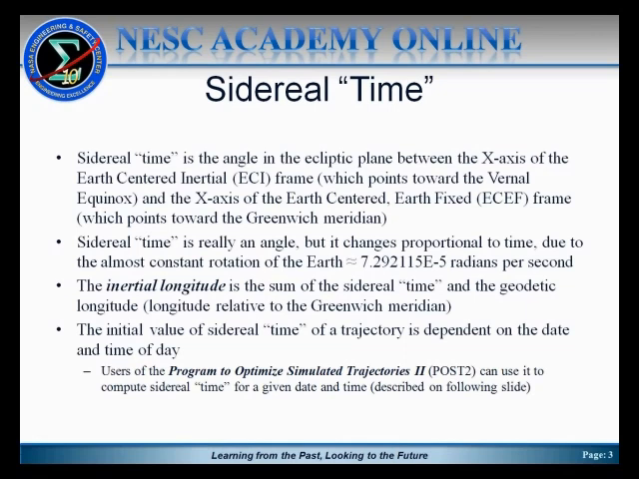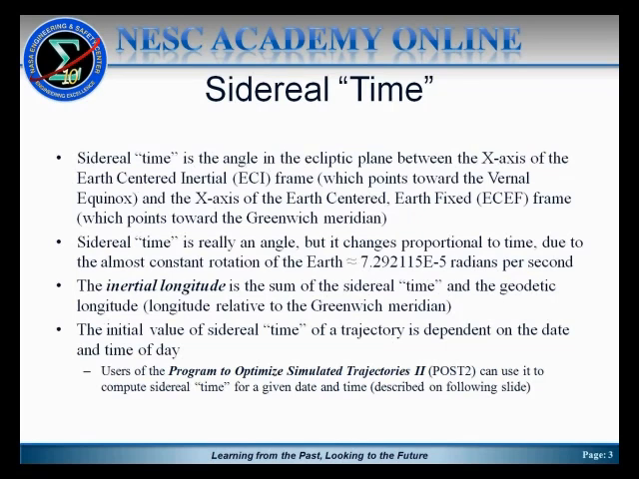Sidereal time is really an angle, but it changes proportional to time due to the almost constant rotation of the Earth. In this case, the rate is 7.292 times 10 to the minus 5 radians per second. The inertial longitude is the sum of the sidereal time angle and the geodetic longitude, where the geodetic longitude refers to the longitude relative to the Greenwich meridian on Earth.